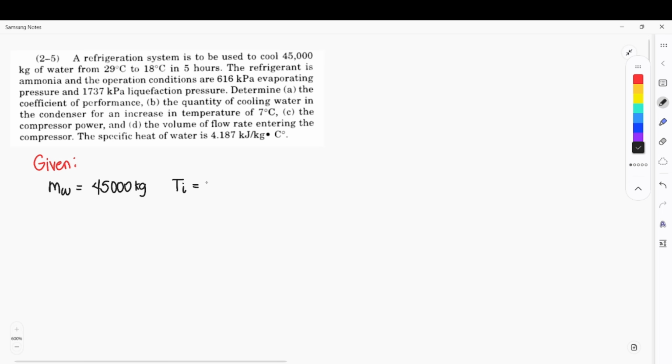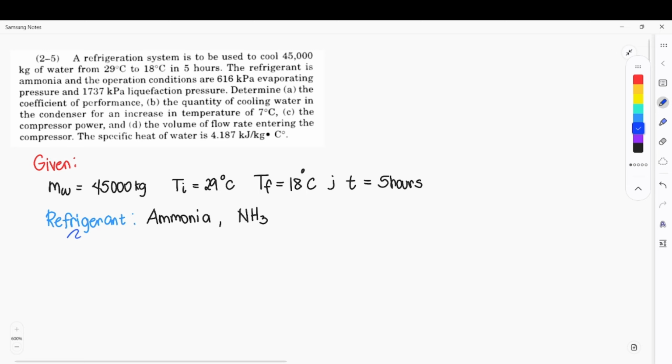We have the mass of water, 45,000 kilograms, that has an initial temperature of 29 degrees Celsius na gagawin natin, palalamigin natin sa 18 degrees Celsius in a time span of 5 hours. Okay. Now, the working refrigerant that we have for this cycle is ammonia or NH3.